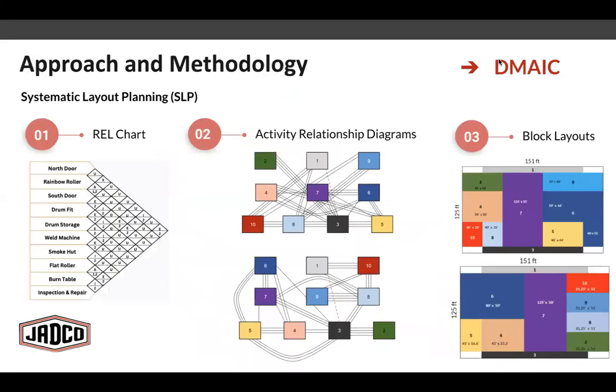So our work is guided by the principles of systematic layout planning. We first develop an REL chart, which reveals the importance of placing certain machines close to one another. Then we rearrange the activity relationship diagrams to reduce the intersections of activity classes. And finally, we created several block layouts and picked the one with the highest efficiency rating.